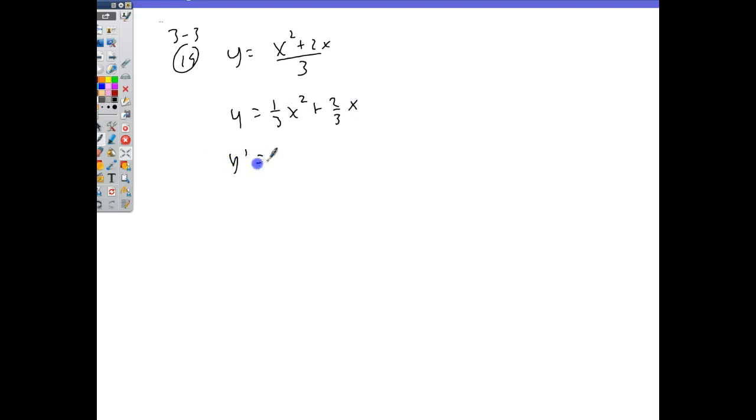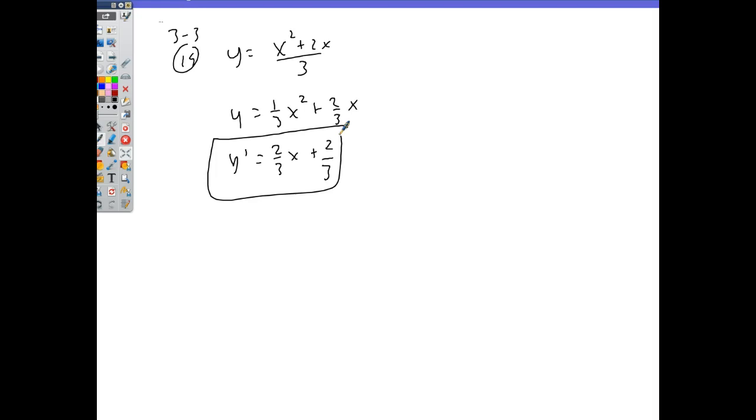All right, let's do number 3-3, number 19. A lot of people, when they start to get used to this quotient rule, are going to start using it on everything. Would it work? Yes, it works. But it would be easier to recognize this is 1/3 x squared plus 2/3 x and use the power rule. It'll be done in about 2.2 seconds rather than using the quotient rule. You get the same answer if you use the quotient rule, just let's try to avoid it whenever we can.